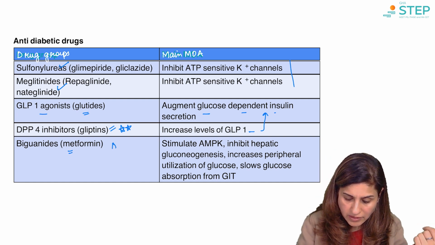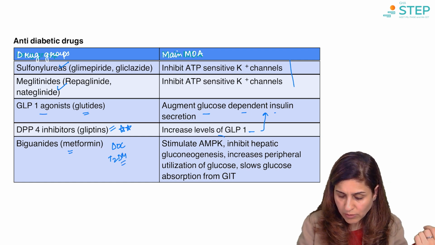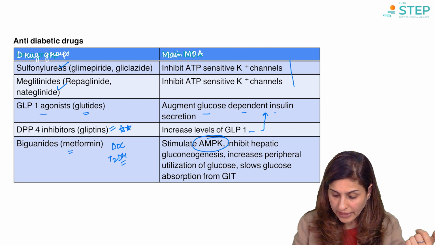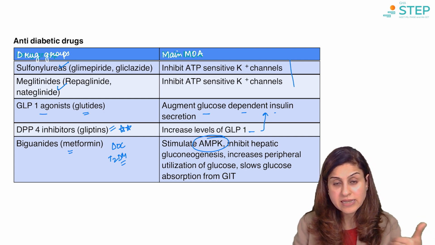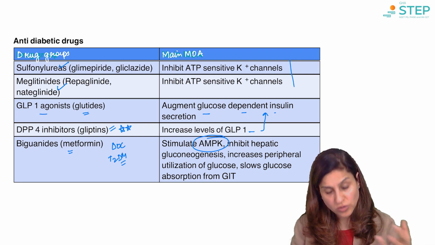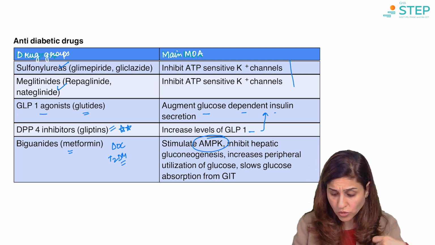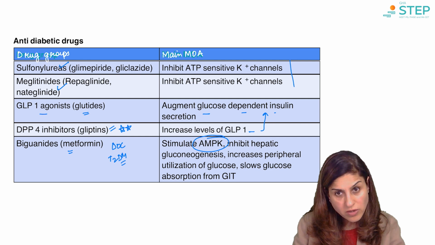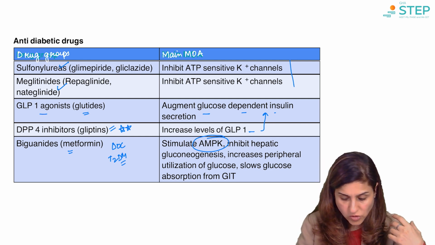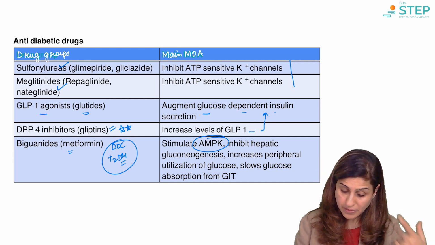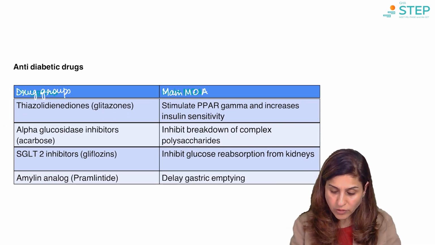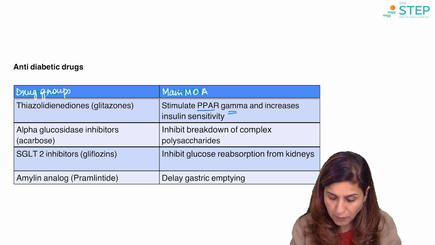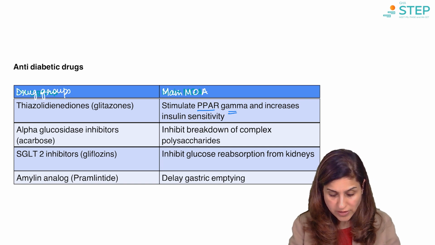Biguanides, metformin, are the drug of choice for type 2 diabetes mellitus. What they do is stimulate the AMPK and inhibit hepatic gluconeogenesis. So they are basically insulin sensitizers. They sensitize the peripheral tissue to the effect of insulin. They also cause weight loss in the patient, and so they are the drug of choice in type 2 diabetes mellitus, as I said before. Then glitazones, thiazolidinediones, act on the PPAR gamma. So again, they are going to increase the sensitivity of insulin.